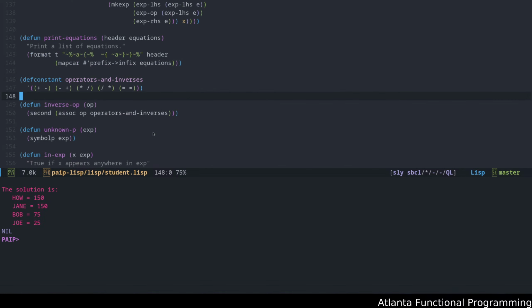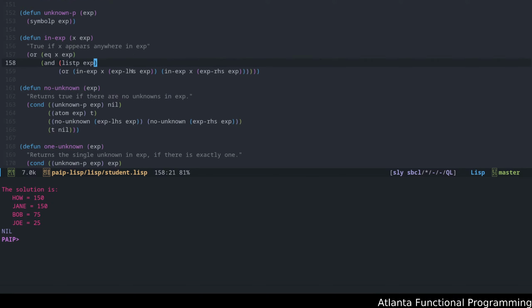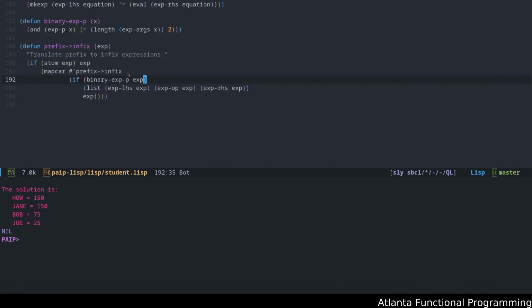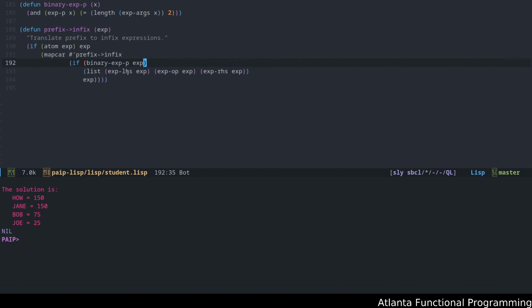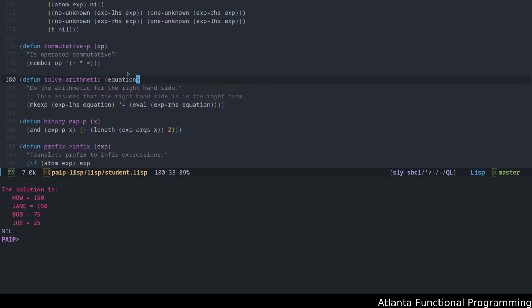All right. So the one thing I want to point out here is print equations, and then we're going to also touch base on prefix to infix, which is something that I'm sure most people are curious about as well.